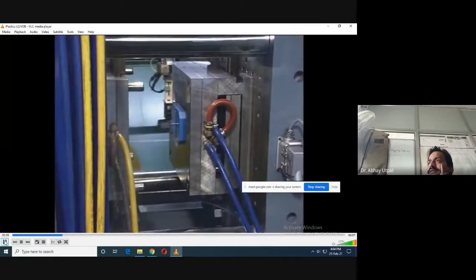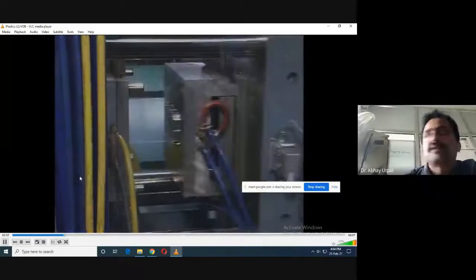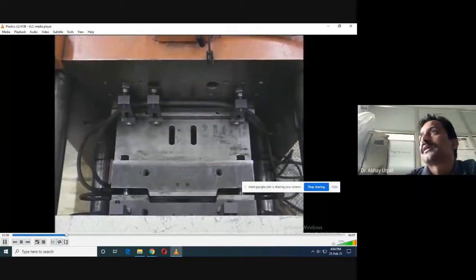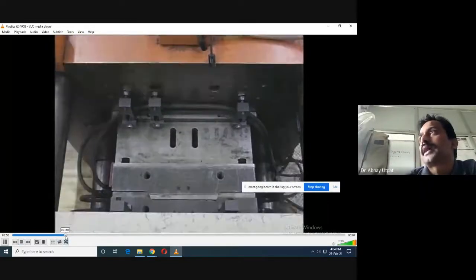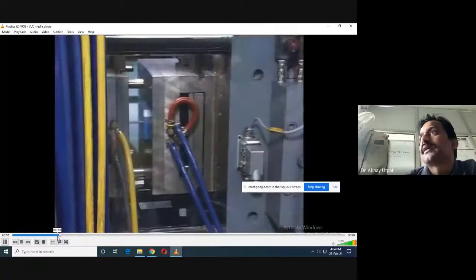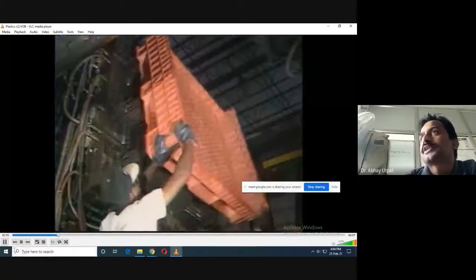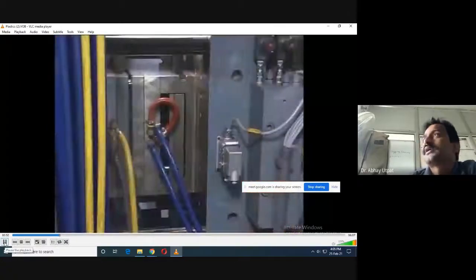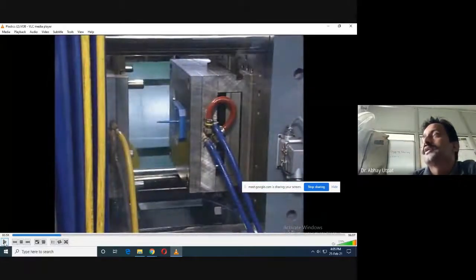Check. Observe this carefully. I will take it back. Observe this process carefully now. Opening of the mold. Opening of the mold is shown. This is your runner system. This rod is runner system. Check this cursor of my mouse.